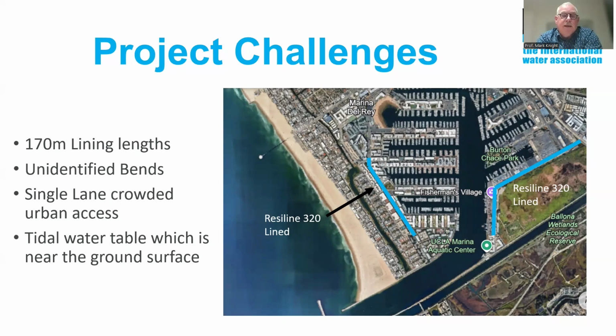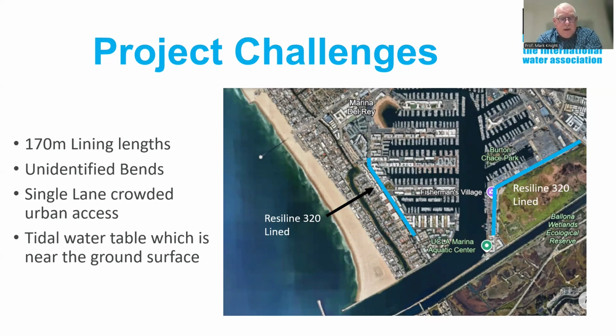We did lining lengths up to 170 meters at a given time, considering that the umbilical is around 180 meters for the rig that was used. There were many unidentified bends that we had to take into account and line through. So one of the advantages is being able to line through bends and not have any wrinkles and folds occur at those bends itself.